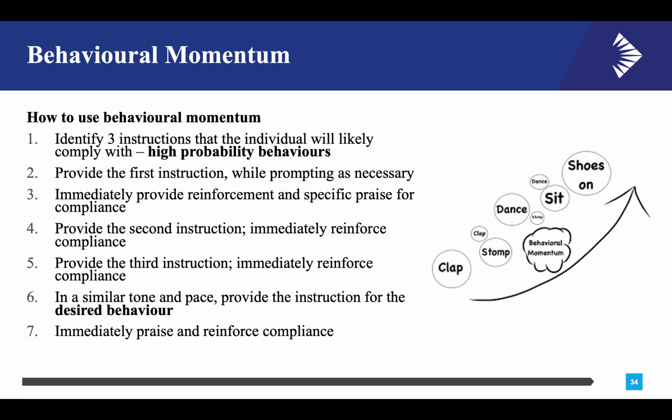And here's how we do it. We're going to identify 3 instructions that the individual will likely comply with, the high probability behaviors. We're going to provide the first instruction and then prompt when necessary. You can see over on the right side, they have some instructions that they are providing the individual. So I could tell the individual to clap and then provide as much prompting as needed for them to complete that task. Immediately after they have completed the task, I will provide reinforcement and specific praise for cooperation. And then I'm going to provide the second instruction, and immediately reinforce compliance. So this could be stop. And then I'm going to provide the third instruction, which could be dance or sit. And then I'm going to provide reinforcement right away.